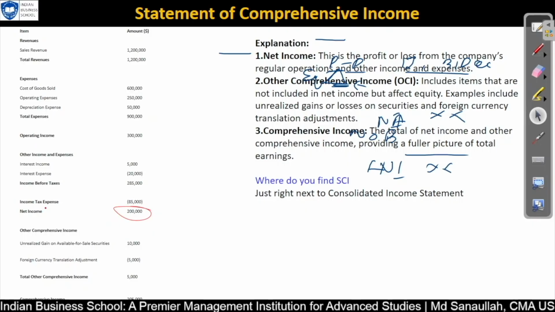But still, after this there may be a few line items with regard to non-operating business. After all those things are considered, you get your net income. For example, if you have a merger and acquisition, or you sold a particular branch, those things will come. Then finally you will get your net income.